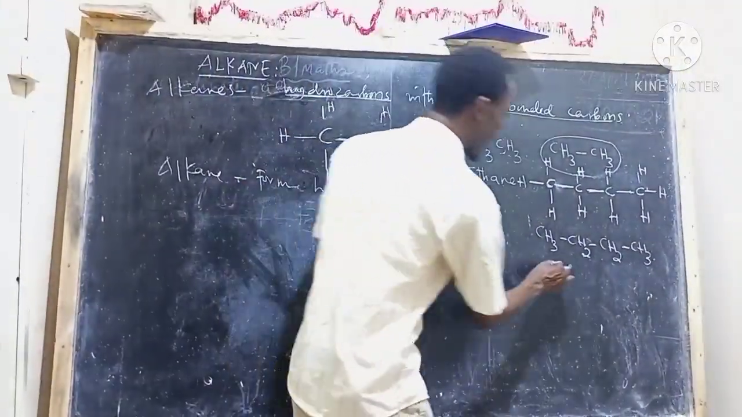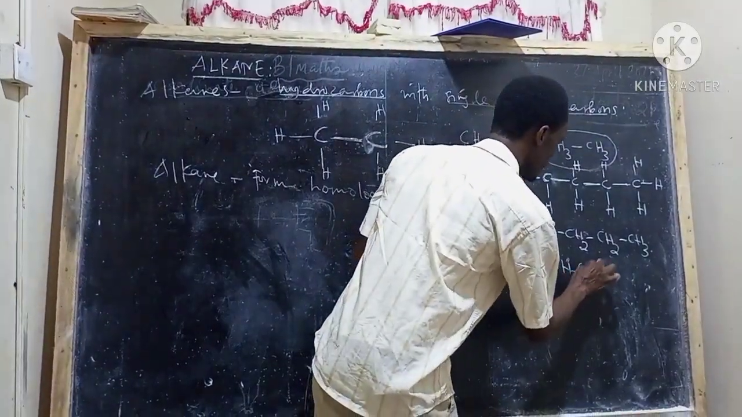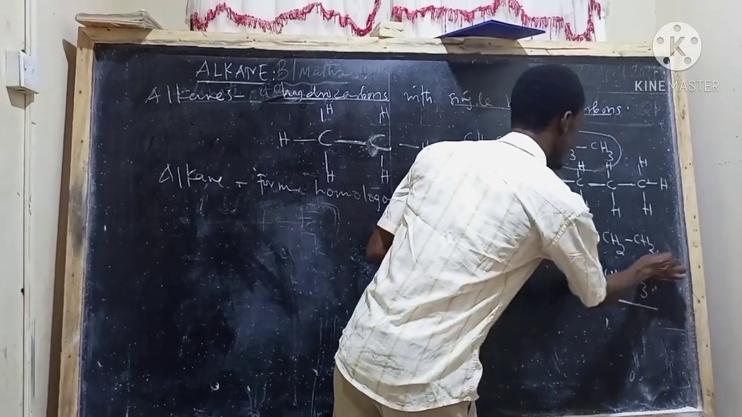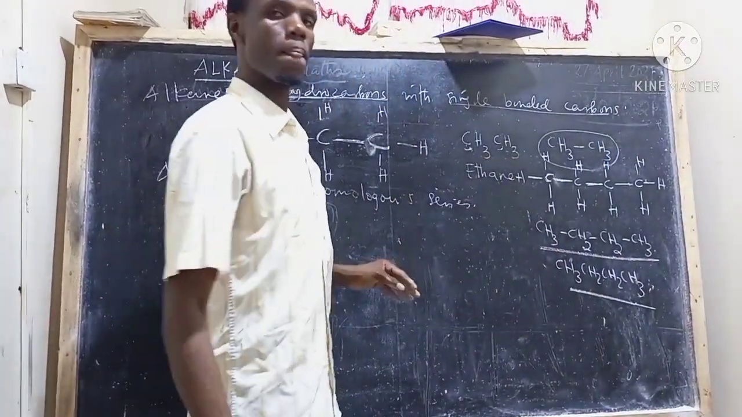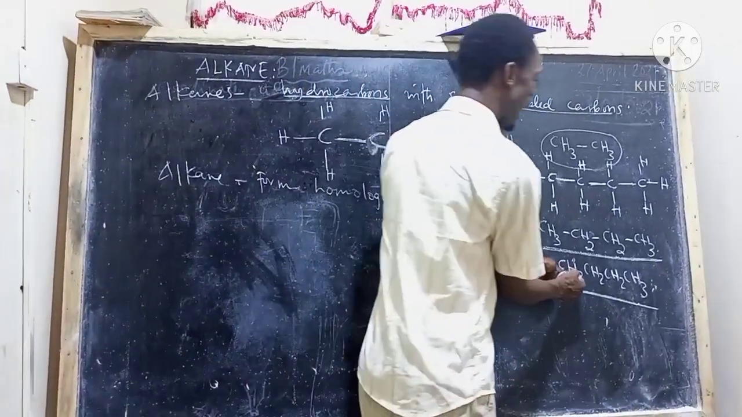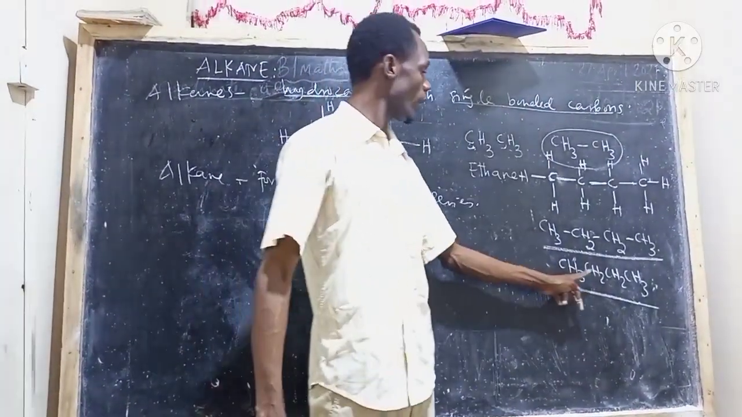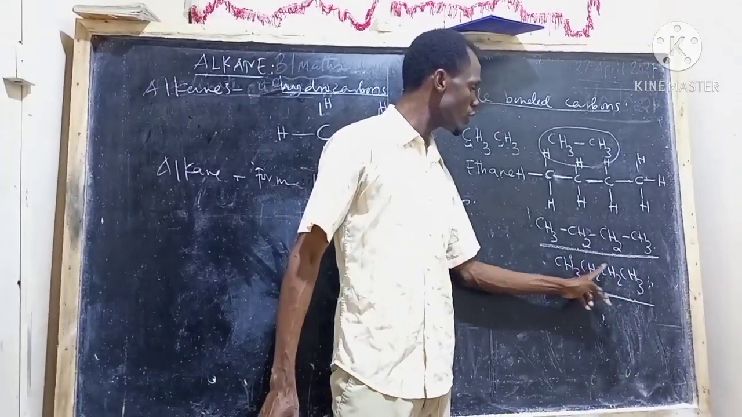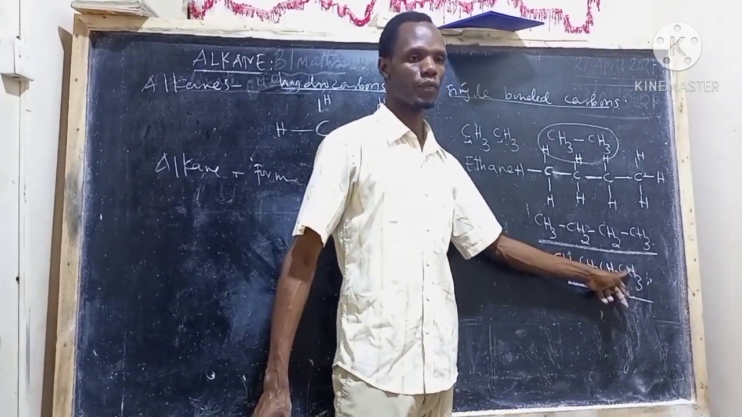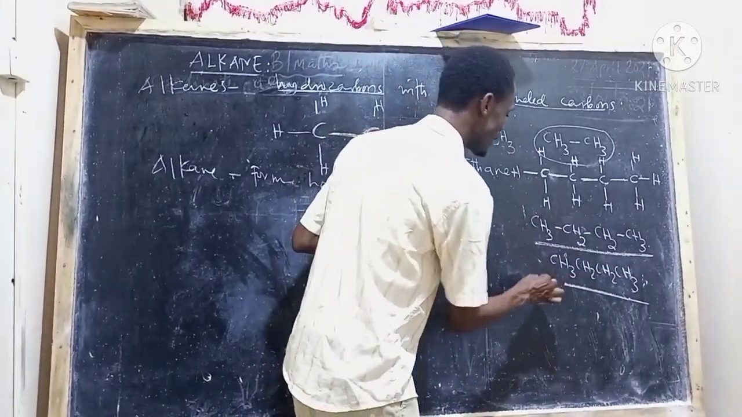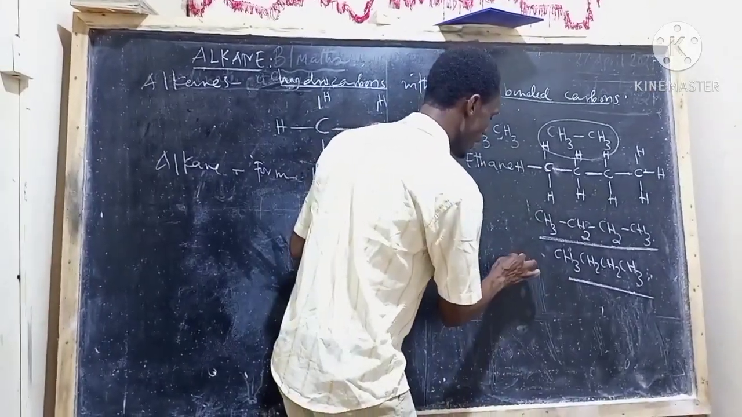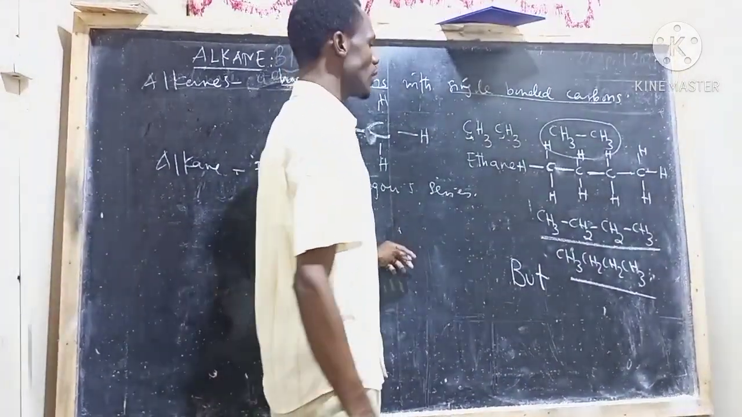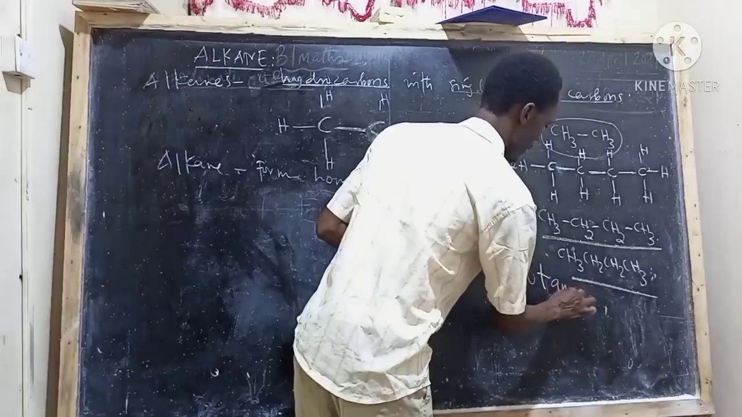If you can write it CH3, then CH2, then CH2, then CH3, this and this one are the same thing. So this is a hydrocarbon with four carbons. Now the hydrocarbon with four carbons, its parent name, its root name, is but-. Because we are just talking about alkanes, we say butane.